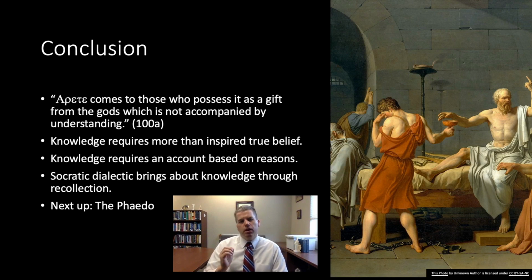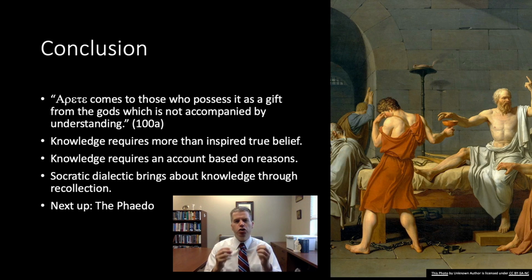So the conclusion that Socrates comes to is that arete is modeled on true belief. It's modeled as a gift from the gods. It's this inspiration. And if it's this inspiration, we can understand why it's not hereditary. I mean, the gods give this gift to the father, and then it's not bestowed on the son. Or vice versa, it's not bestowed on the father, but it's bestowed on the son. And we think if it's genuine knowledge, it should be capable of being transmitted. Plato also shows that knowledge requires more than just true belief, even true beliefs under inspiration. It requires an account based on reasons. And this account is brought about through the process of recollection by way of dialectic.